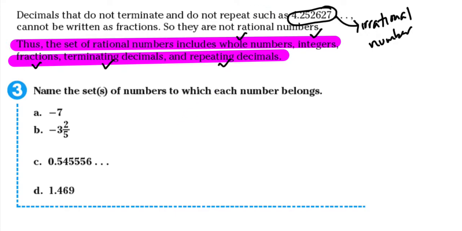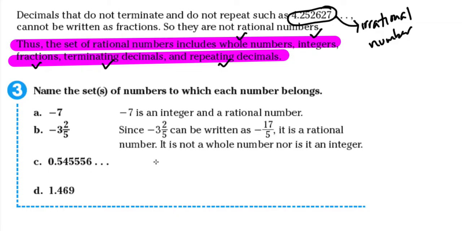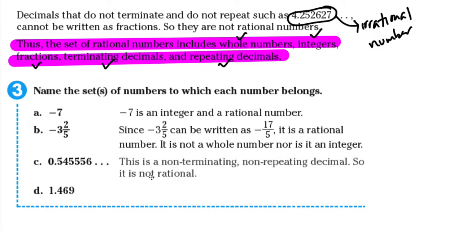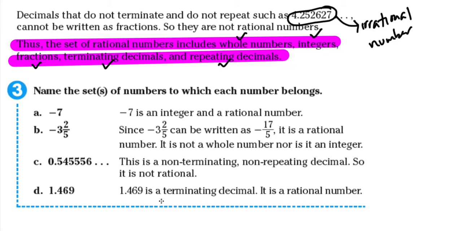Let's take a look at example number 3. Name the set of numbers to which each number belongs. -7 is an integer, and if it's an integer, it's also a rational number. -3 and 2/5 is neither an integer nor a whole number, so it is simply a rational number. 0.545556...: nothing repeats, nothing terminates, it continues forever, so this is neither a terminating nor a repeating decimal, so this is not rational. 1.469 terminates, so this is a terminating decimal, which also means that this is a rational number.